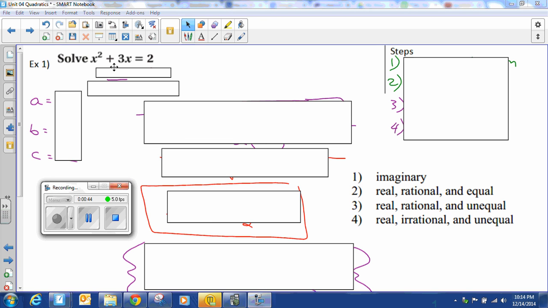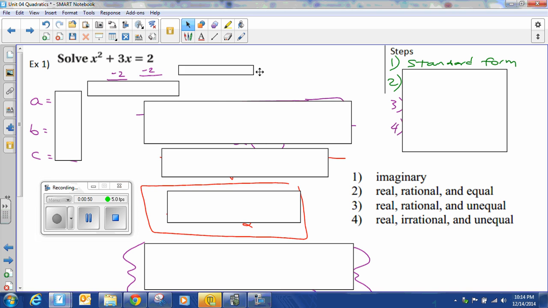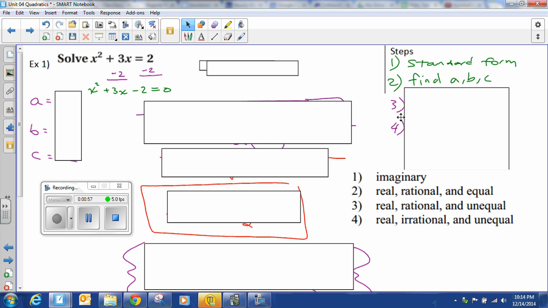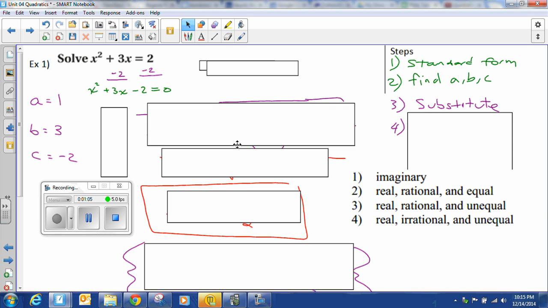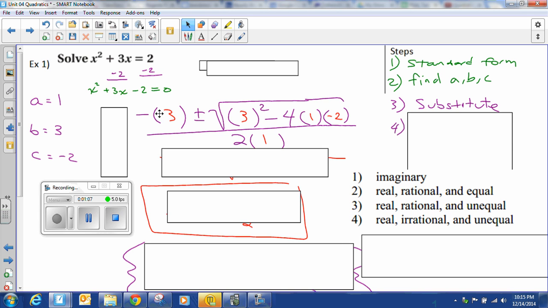So here we have x squared plus 3x equals 2. First thing we want to do is put it in standard form. So we'll subtract 2, giving us our standard form equation. Let's identify what a, b, and c are. 1, 3, and negative 2. Let's substitute the values into the quadratic formula. And there we have it.